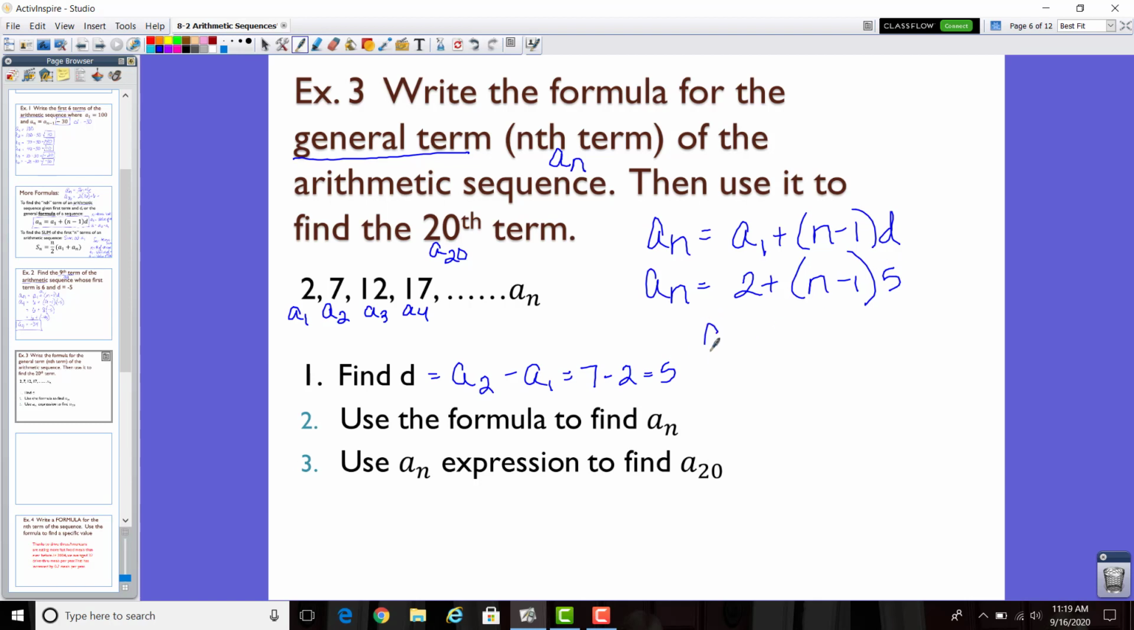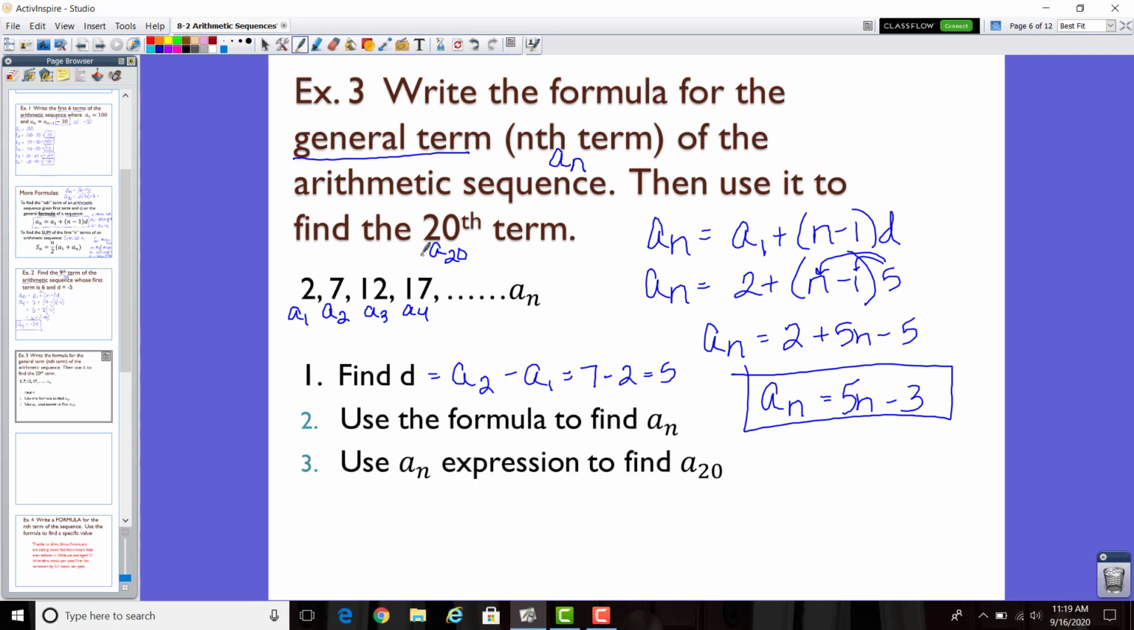I'm not going to be able to solve this because I still have a variable in it, but I am able to evaluate it. 5 times n minus 1 gives me 2 plus 5n minus 5, which means the general term expression for the sequence 2, 7, 12, 17, and so on forever is 5n minus 3. This is the expression that can be used to find the value of any term in this specific sequence.